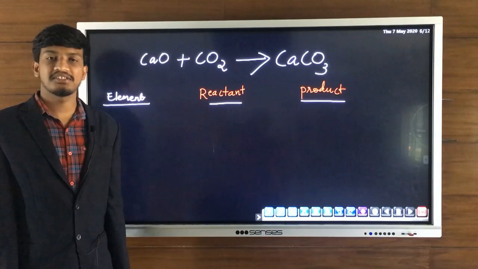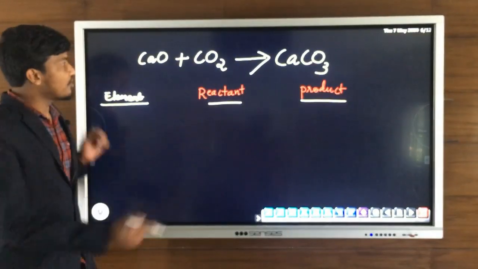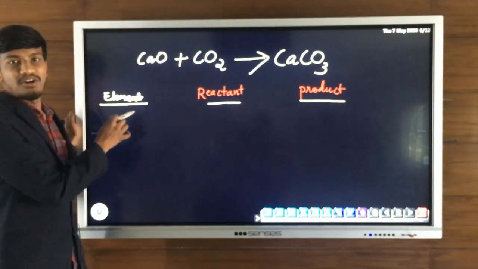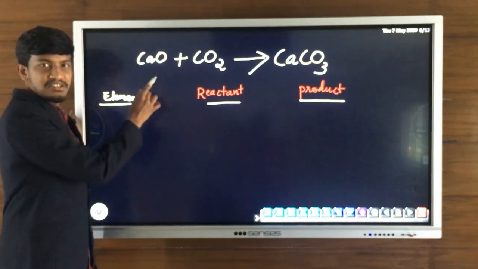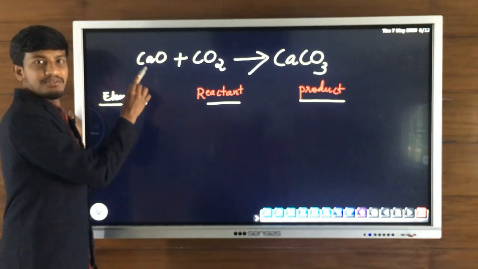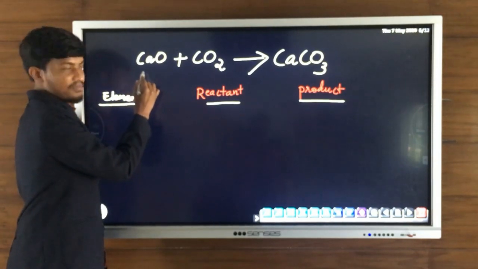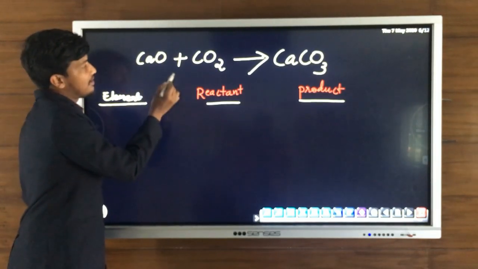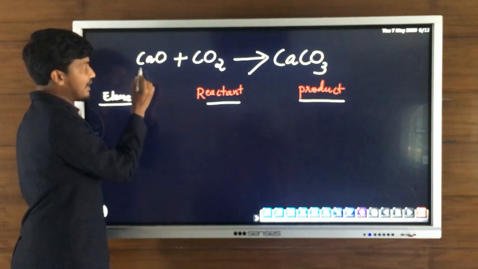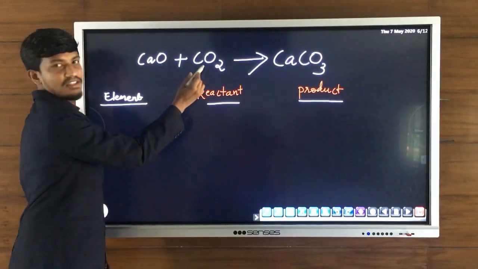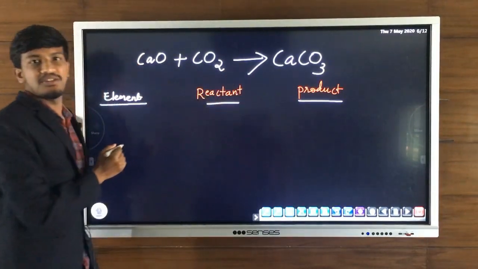Now we can see balanced chemical equation in detail. So this is our equation. So it is a balanced chemical equation. Now I am going to tell why it is a balanced chemical equation. So first of all, check the equation carefully. So we have CaO plus CO2 gives CaCO3.